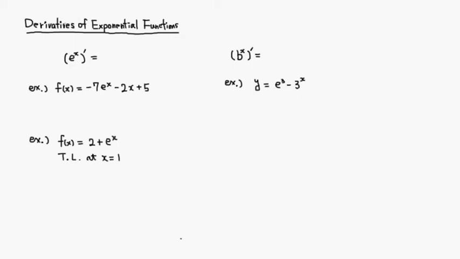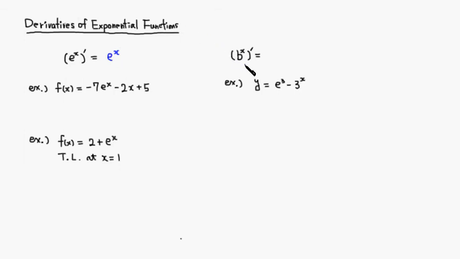Okay, let's look at the derivatives of exponential functions. If you have e to the x and you want to take the derivative of that function, the derivative is itself, e to the x. So we like this function. Whenever you take the derivative of e to the x, you get the same thing back.